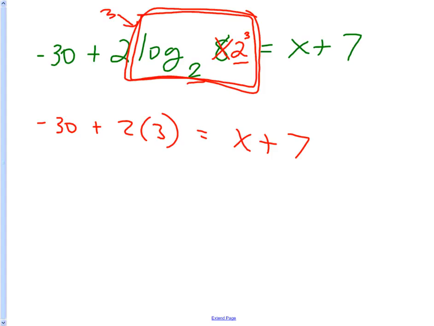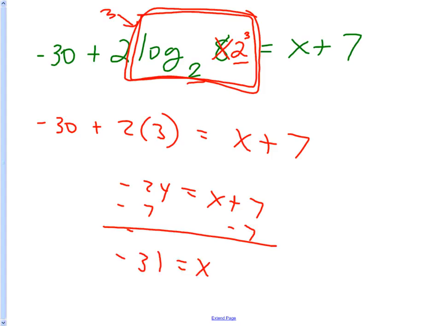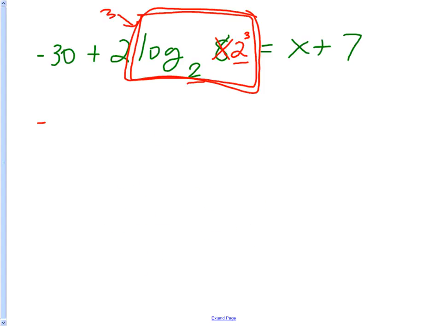Okay, and negative 30 plus 6 would be negative 24 equals x plus 7. Subtract 7 from both sides, and you have negative 31. Is that right? Okay. Now, let's backtrack and say, what if it hadn't been so easy, though?